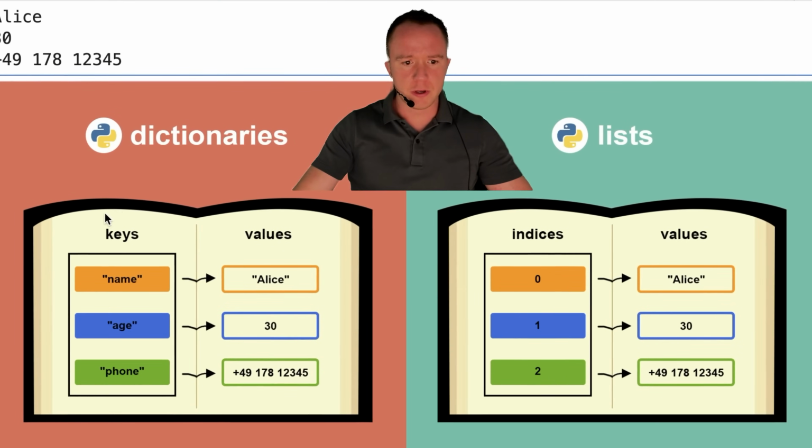Now I created a graphic here to explain the differences between dictionaries and lists. The main difference being that lists have indices and dictionaries have keys.